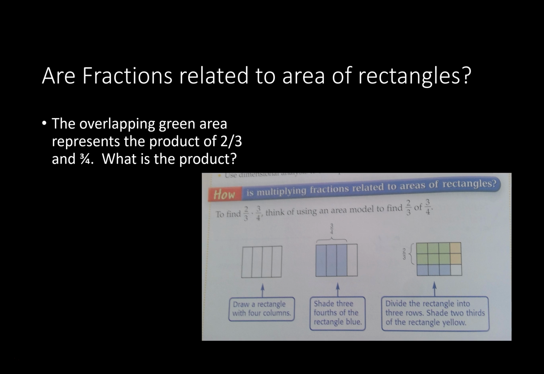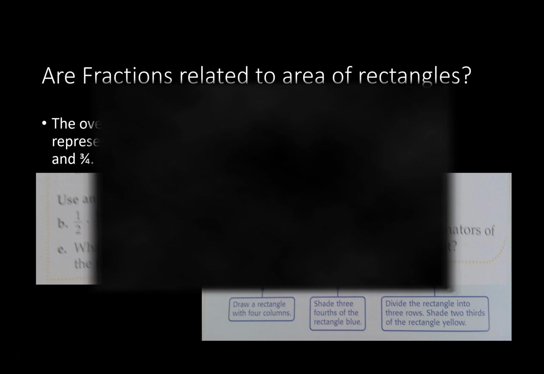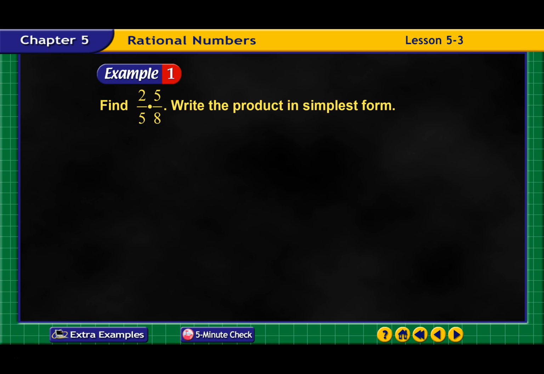So 2 times 3, 3 times 4 would be 6/12. So 6 of 12 is what you get when you multiply these together. And we'll skip those. All right, so write this product in simplest form.